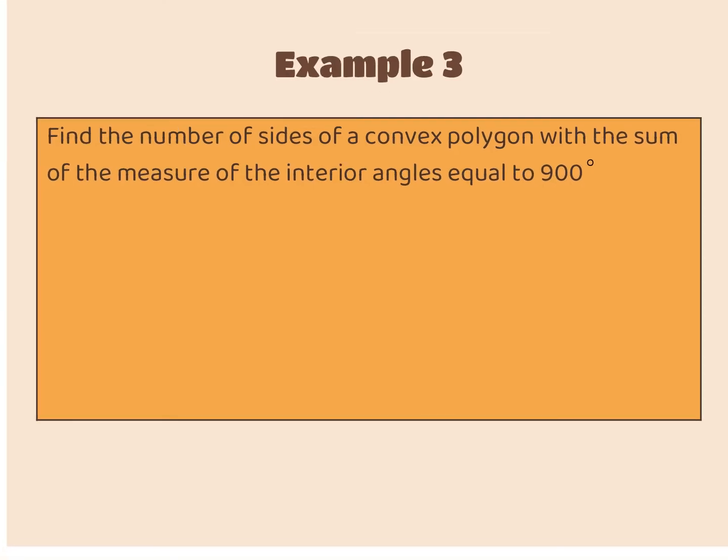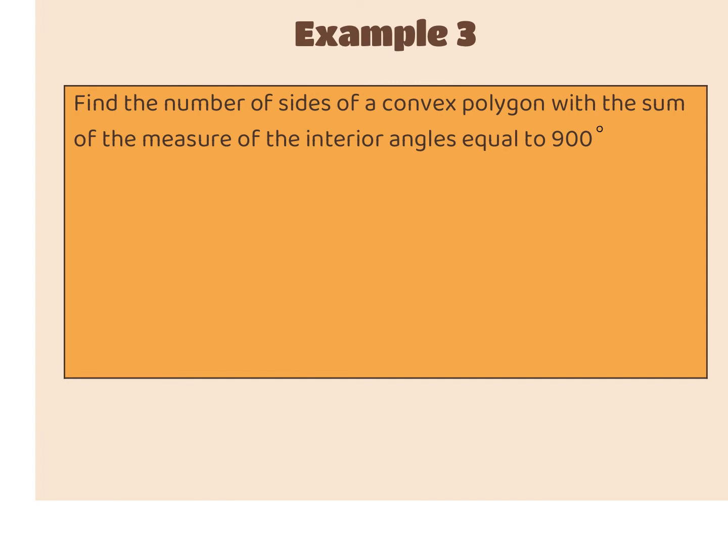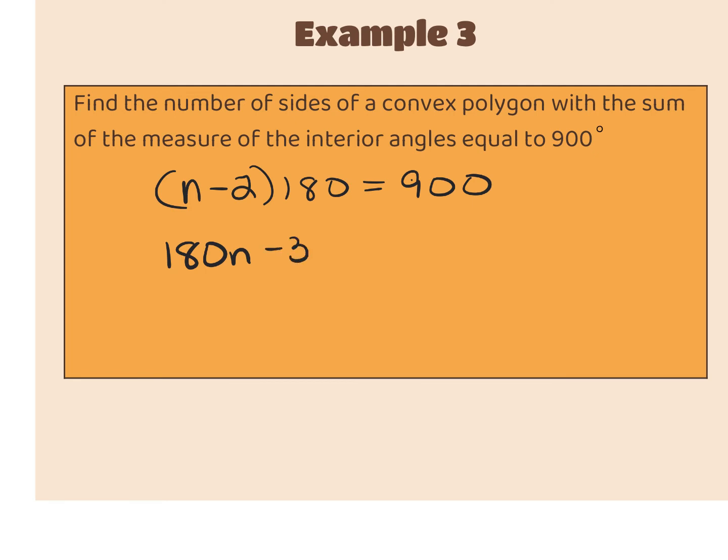So this time, they want us to find the number of sides in a convex polygon given the sum. So I'm still using the same formula. I'm going to be doing n minus 2 times 180 and setting that equal to the sum. Now, there's two ways I can solve this. I'm going to go ahead and show you what you're probably used to. I'm going to distribute. So 180, I'm going to distribute it to the n and to the 2. I'm going to add 360.